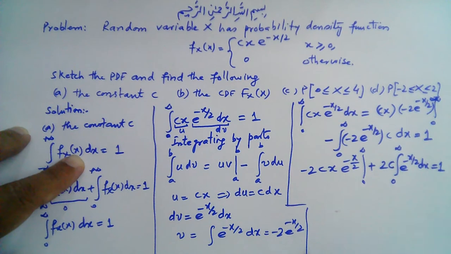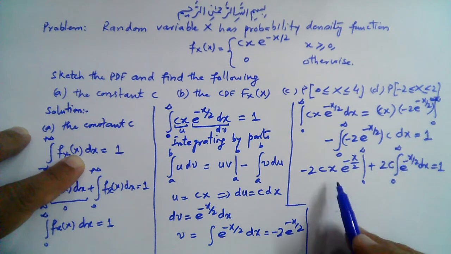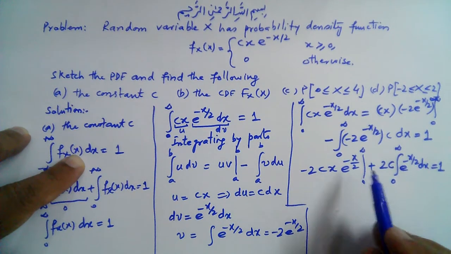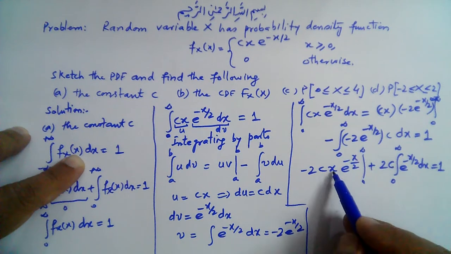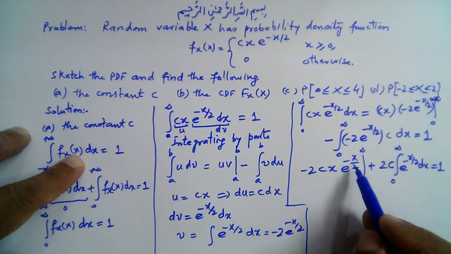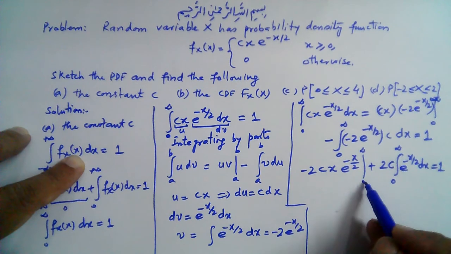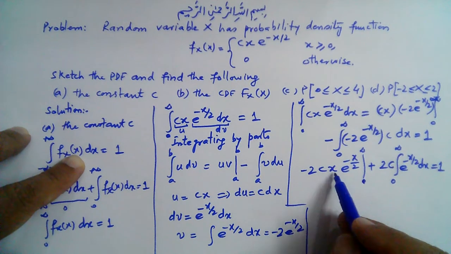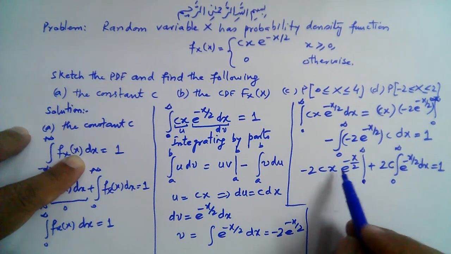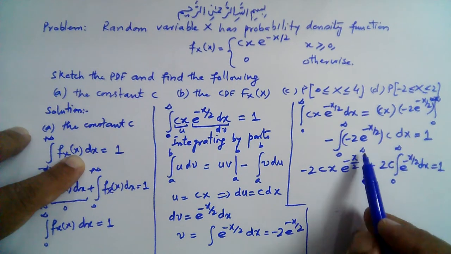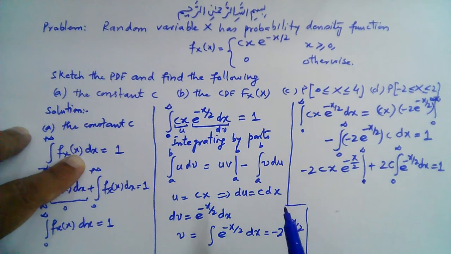right? So we need to evaluate this limit. So when we put in infinity here, so this term is infinite, right? But the lower limit, when we put in 0, this turns out to be 0. However, we need to evaluate this limit when this is infinity. The upper limit is infinity. We need to evaluate it for this.